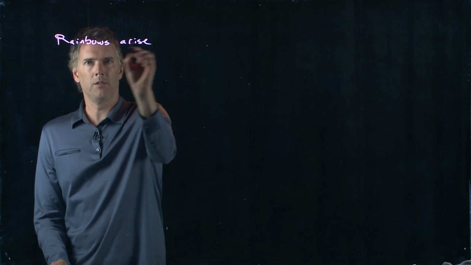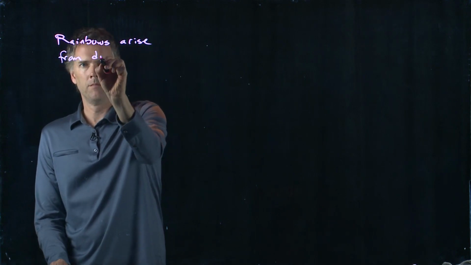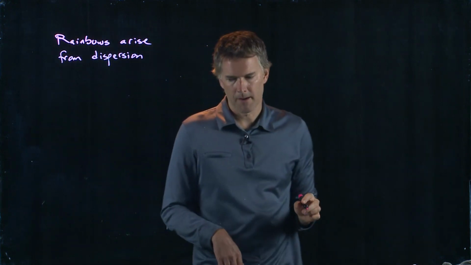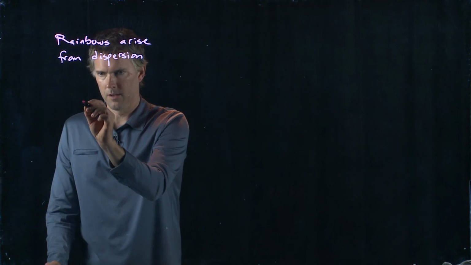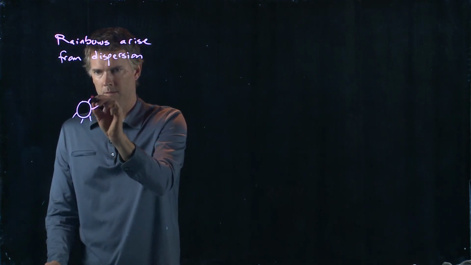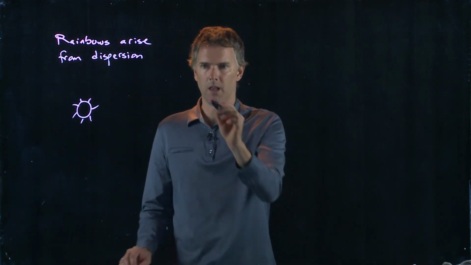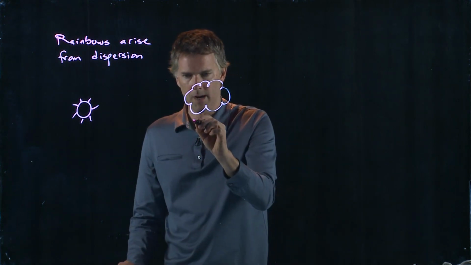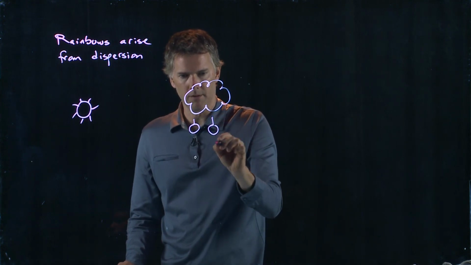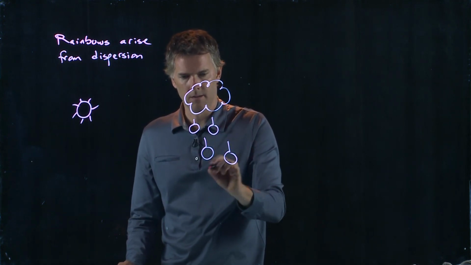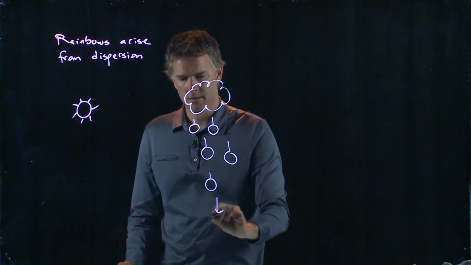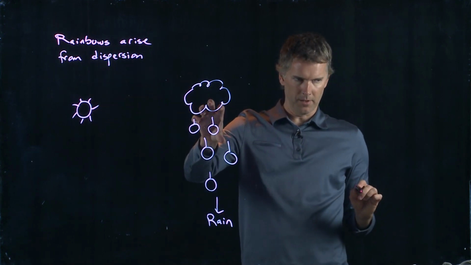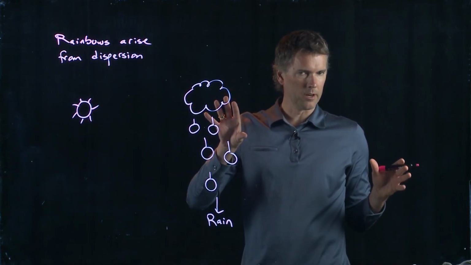So rainbows arise from dispersion. Okay, let's draw a picture of this thing. Here's the sun. Here's a cloud. And it is raining. So there's these droplets of water coming down. Okay, sunlight is going to bounce off these things and come back to you, and you're going to observe the rainbow.